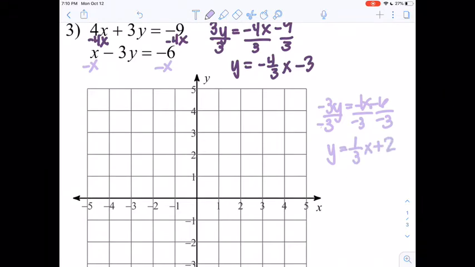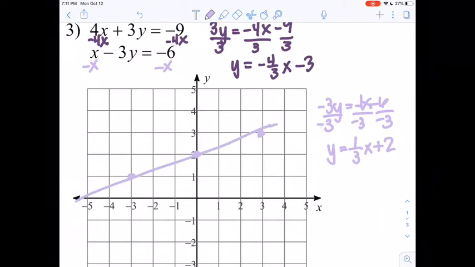So I'm going to graph this light purple one first. My starting point is +2, and my slope is 1 over 3, so up 1 to the right 3, and remember we want our line to extend as far as it can go across the coordinate plane, so I'm going to go the other direction too, so down 1 to the left 3, and I'm going to connect my points.